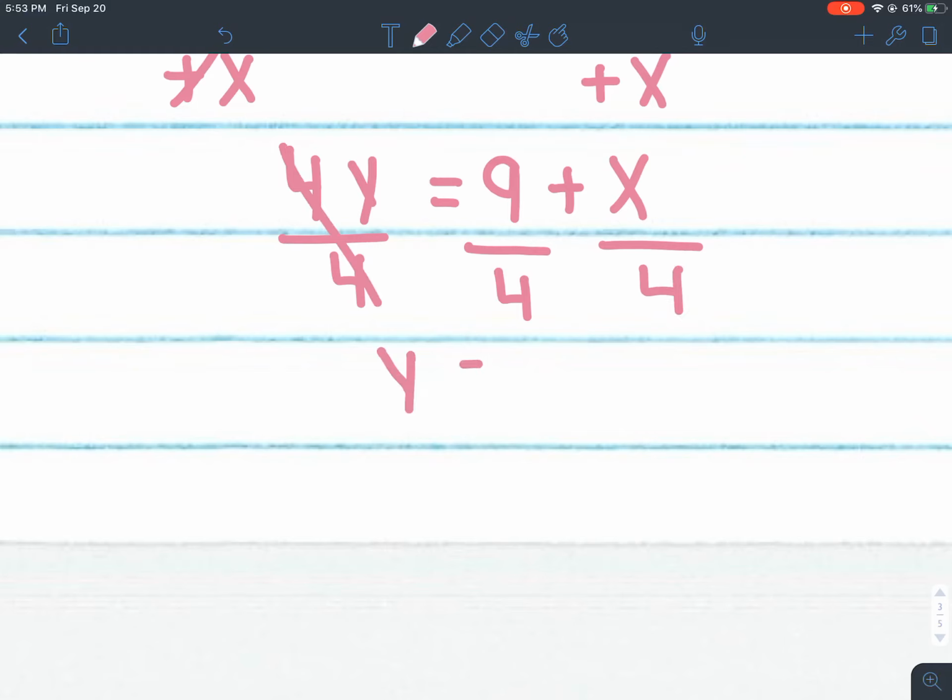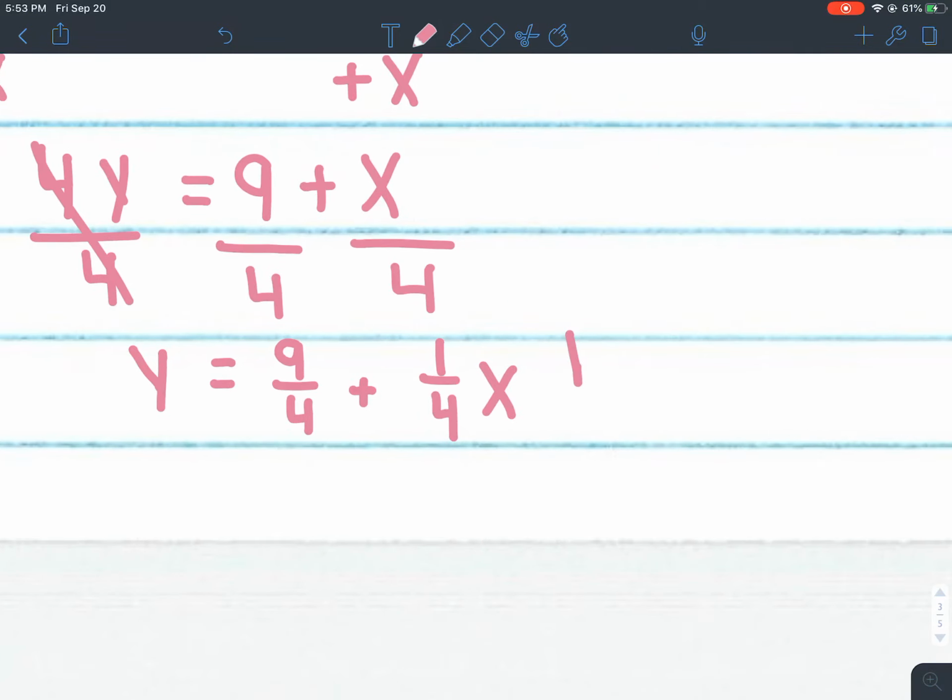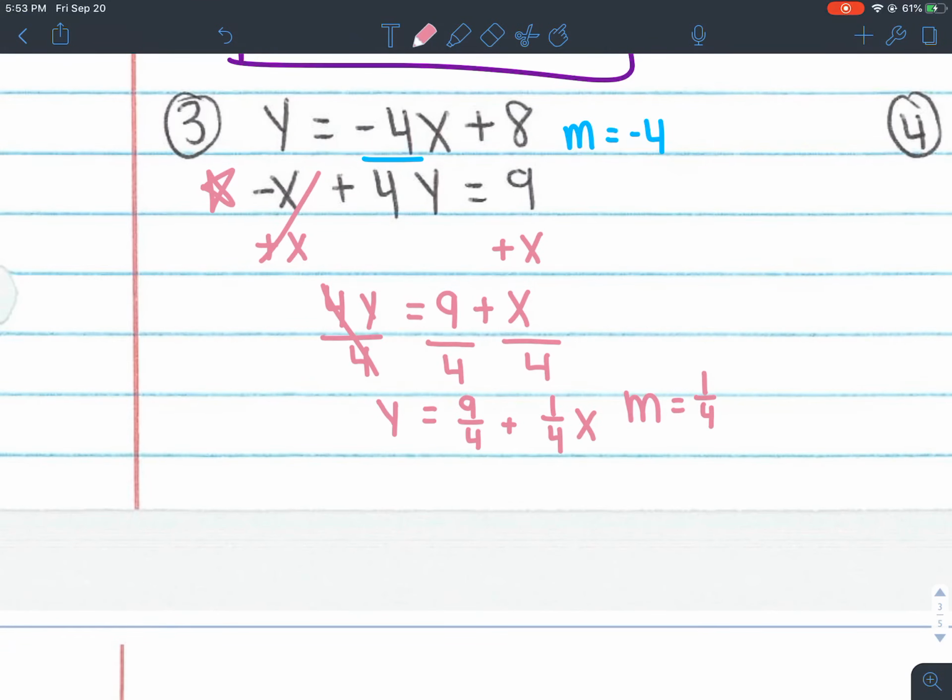And we have y equals 9 over 4 plus, now what number is technically in front of our x here? Technically a 1, right? So we have 1/4 x. So my slope here is positive 1 over 4. Let's look at our two slopes. I have negative 4 and then I have 1/4.